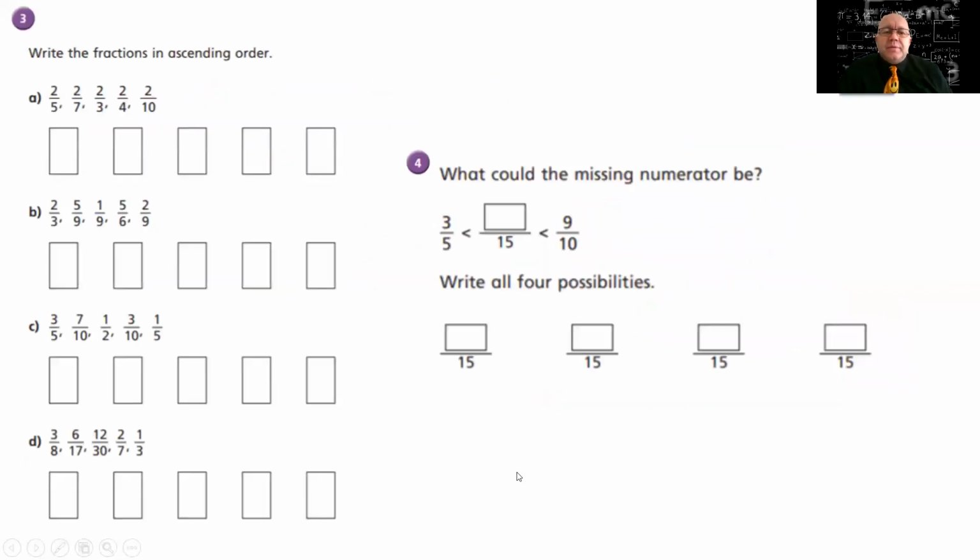Okay, right. Two more questions for today. Number 3, a cluster there of 5 fractions in each question. Can you put them in ascending order, so smallest to biggest? And then question 4, there are 4 possible answers to this. Can you find all of them? Can you find what 4 numbers could possibly fit in that number sentence? So the missing number is larger than 3/5, but is smaller than 9/10. All 4 possibilities, please. Pause the video, away you go.